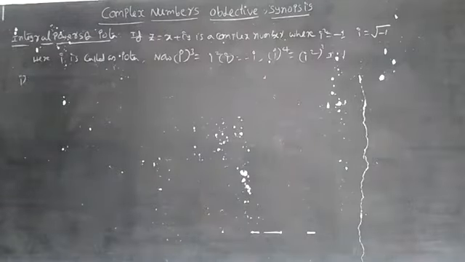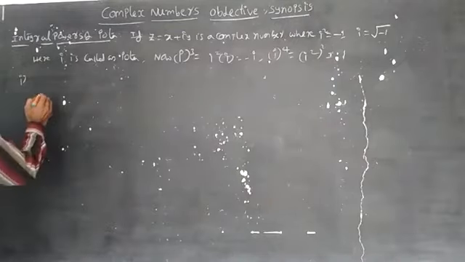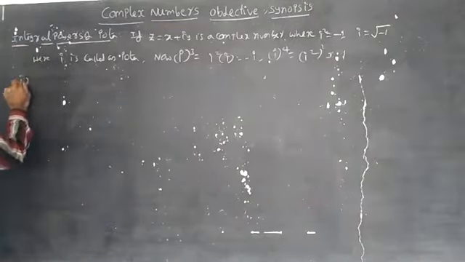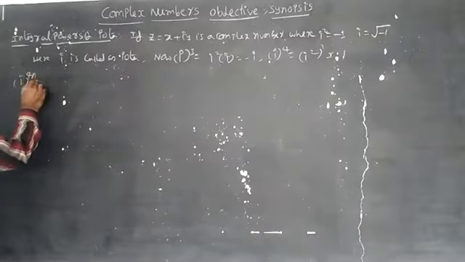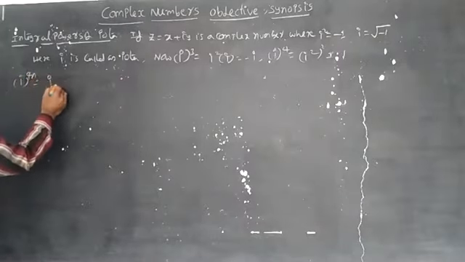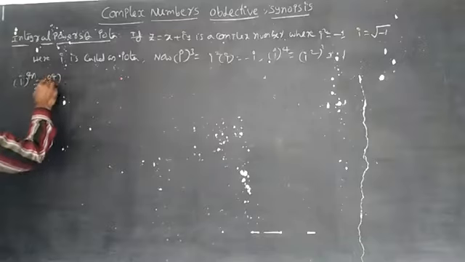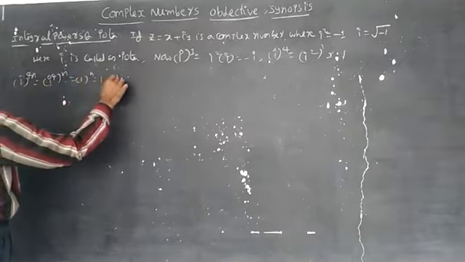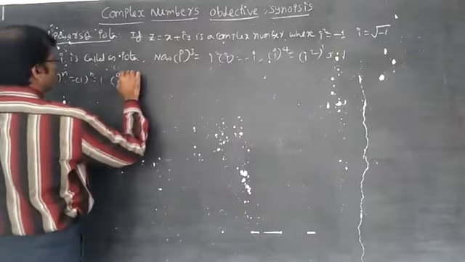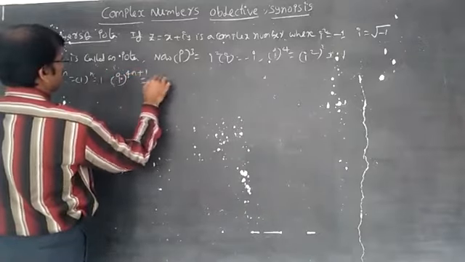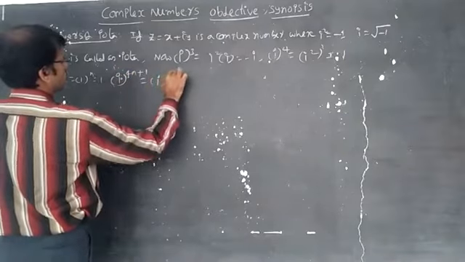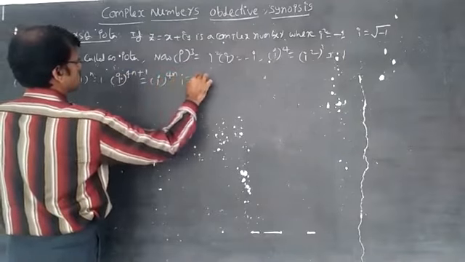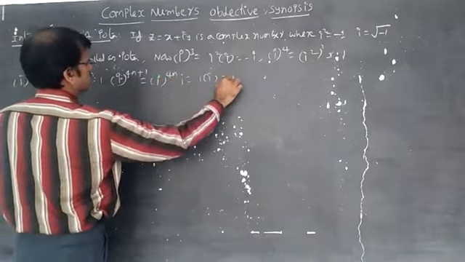Now let us discuss i power 4n according to our objective material, page number 3. I am writing i power 4n. You can write it as i power 4 whole power n. Of course it is 1 power n, that is equal to 1. Now i power 4n plus 1 can be written as i power 4n into i. So that is equal to 1 into i, that is equal to i.